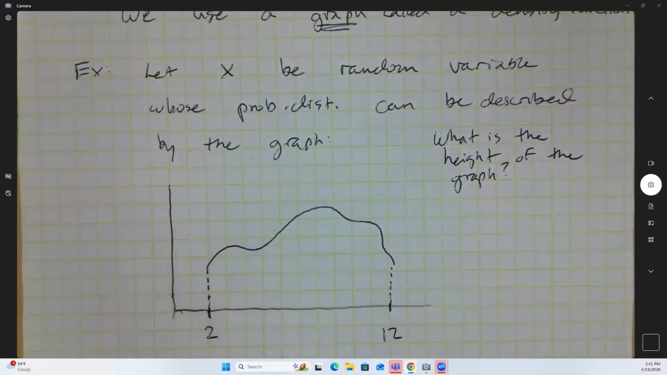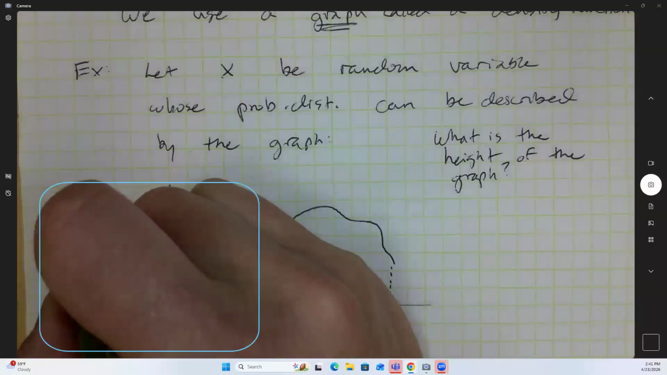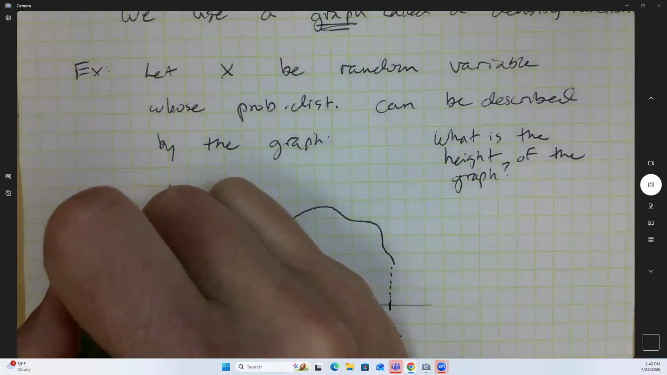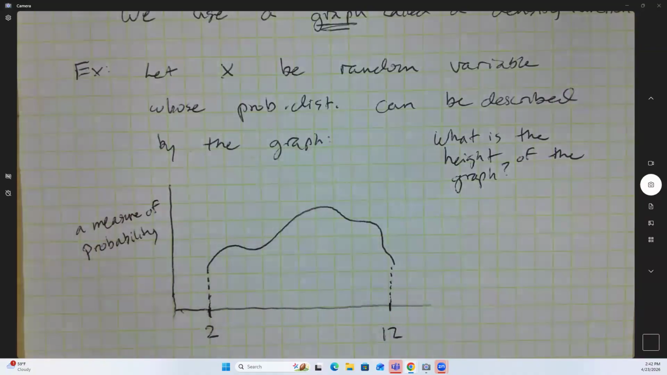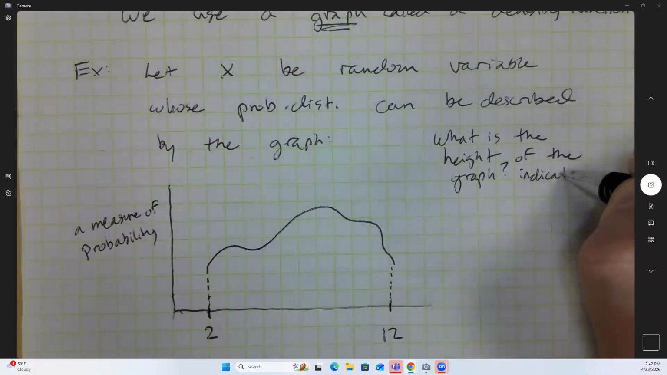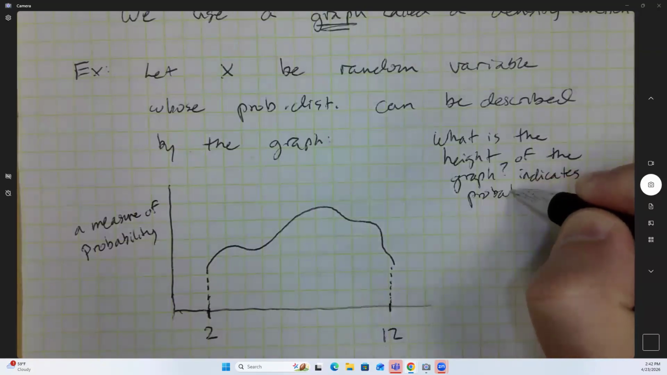So the first question you might ask is, I notice you don't have units on the height. So what does the height of the graph tell you? The height of the graph, it's not exactly the probability, but for now you can think of it as a measure of probability. The technical word is density. But parts of the graph that are higher are more likely than parts of the graph that are lower. So it indicates probability.